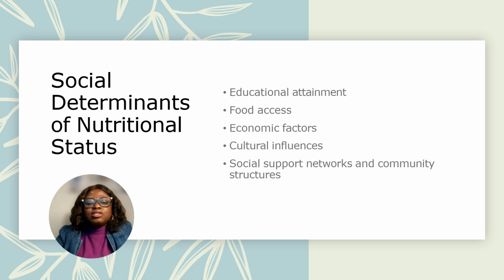And lastly, the social support networks and the community structures impact food choices and eating behaviors through shared norms and practices. So, social determinant factors have a direct impact on the nutritional status of populations and also communities. So we've got to really, again, pay attention to the social determinants of health.